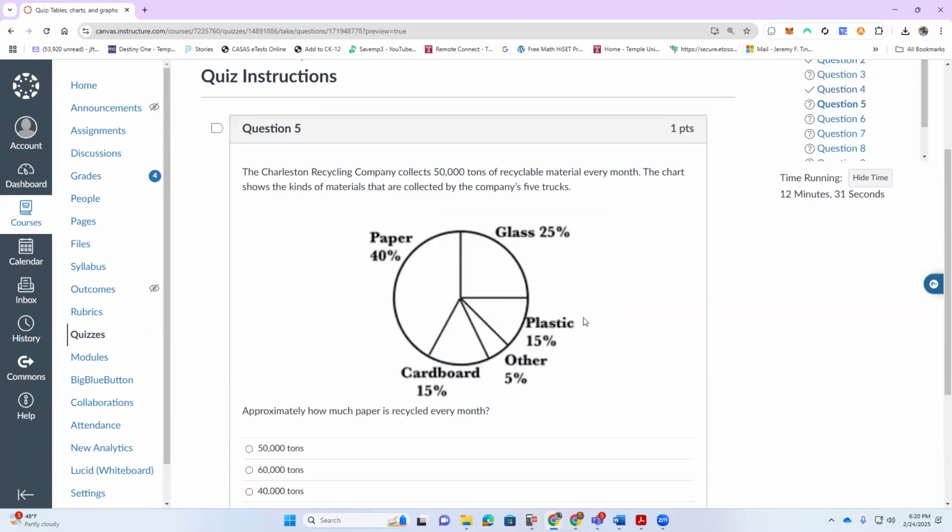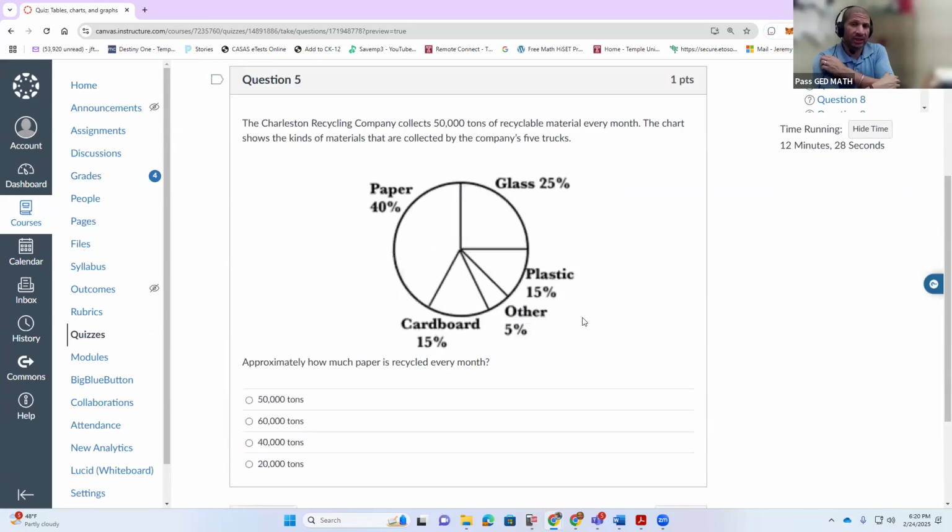Okay. The Charleston Recycling Company collects 50,000 tons of recyclable material every month. The chart shows the kinds of materials that are collected by the company's 5 trucks.